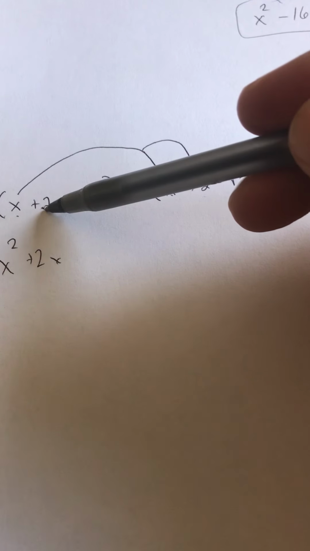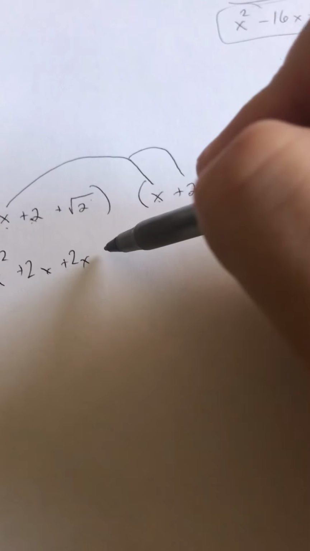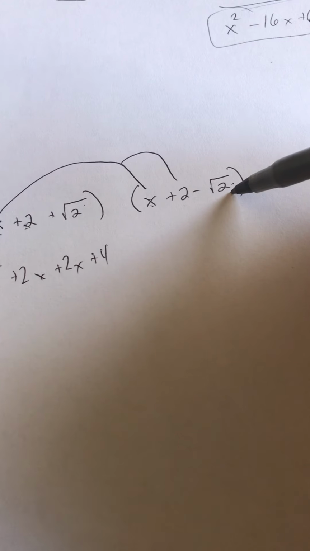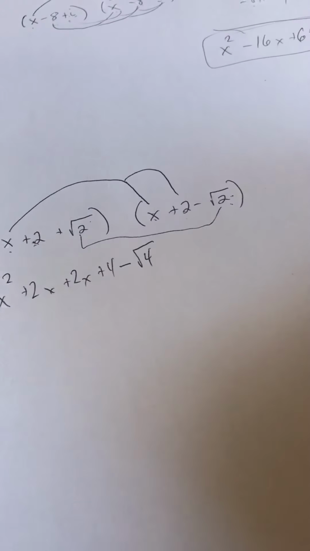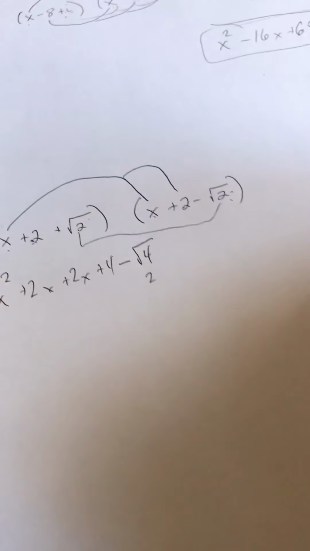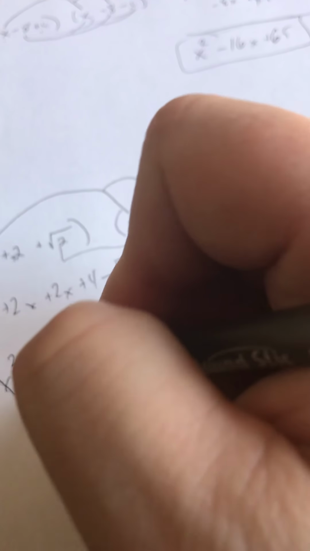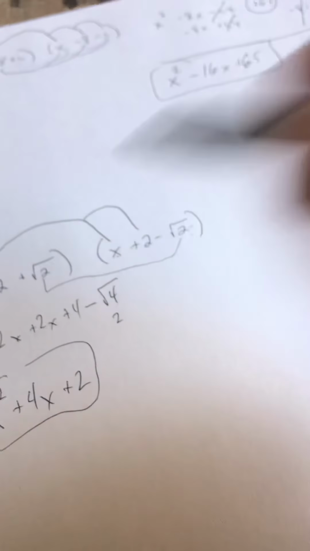And now I've got to distribute this 2. So 2 times x gives me a second 2x. 2 times 2 gives me a 4. And again, I can skip the 2 times the square root. The only square root I need to do is it's to itself. So this gives me minus the square root of 4, which turns to a 2. So now when I combine like terms, there's what I would end up with.